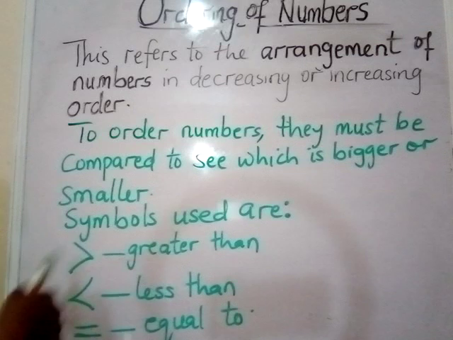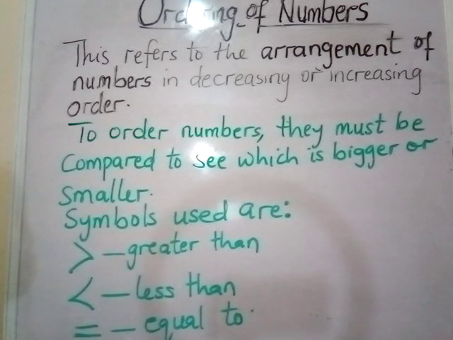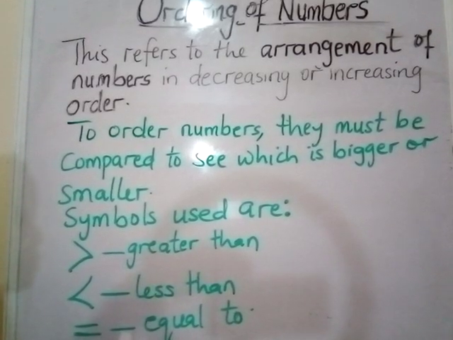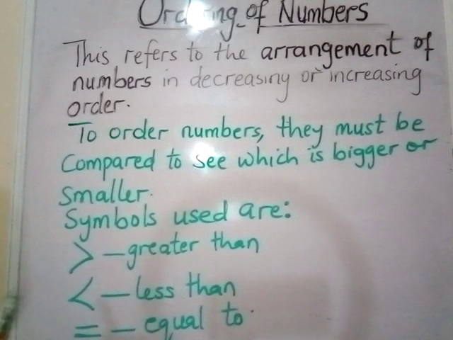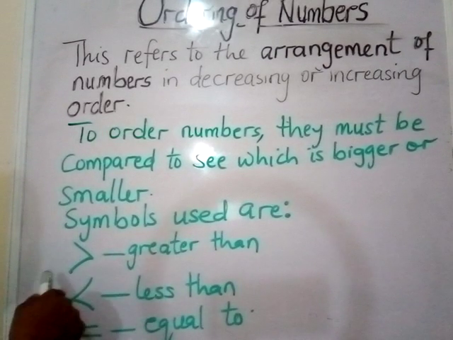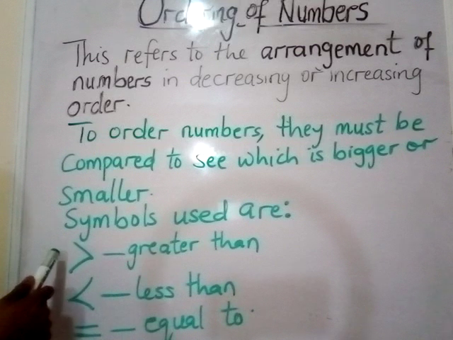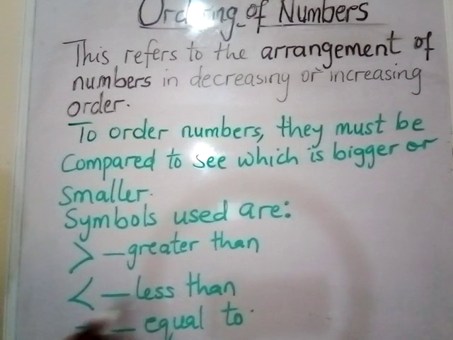So I'll just quickly show us the symbols that we use when we're comparing a number. So the first one here is the greater than sign. When it's inverted, it's the less than sign. And the last one here, with two dashes, is the equal to sign.